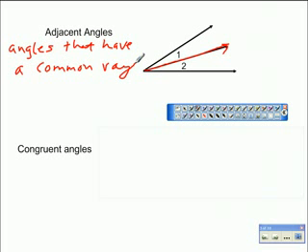So adjacent means to be next to, correct? Right now I'm adjacent to Brittany.